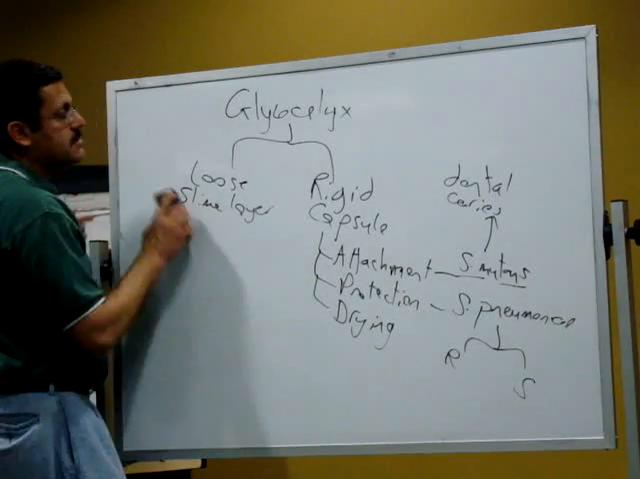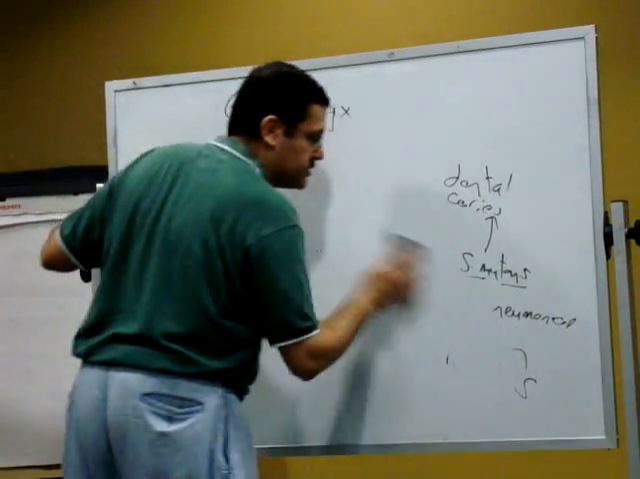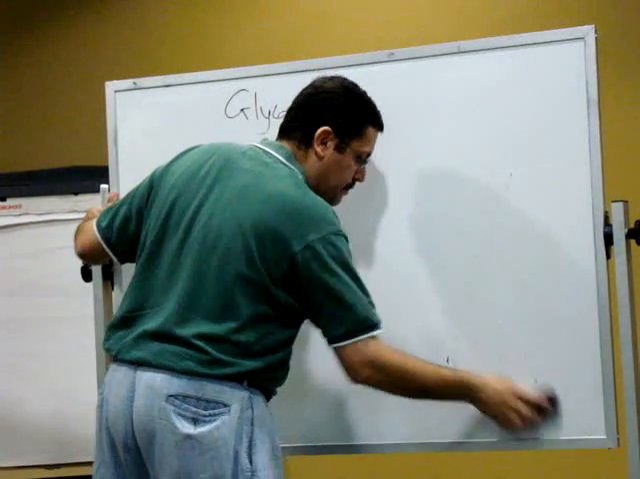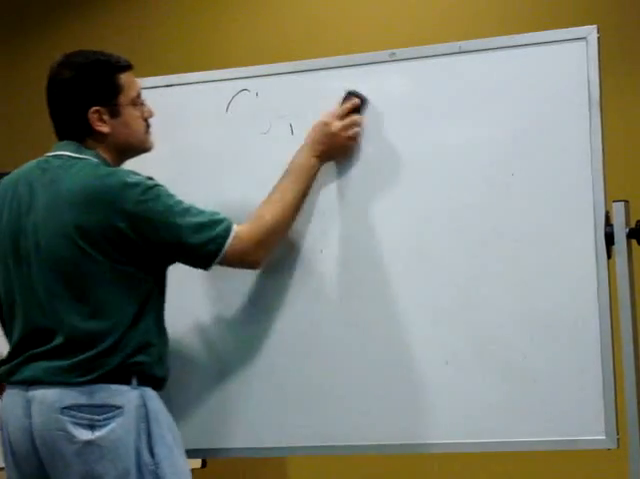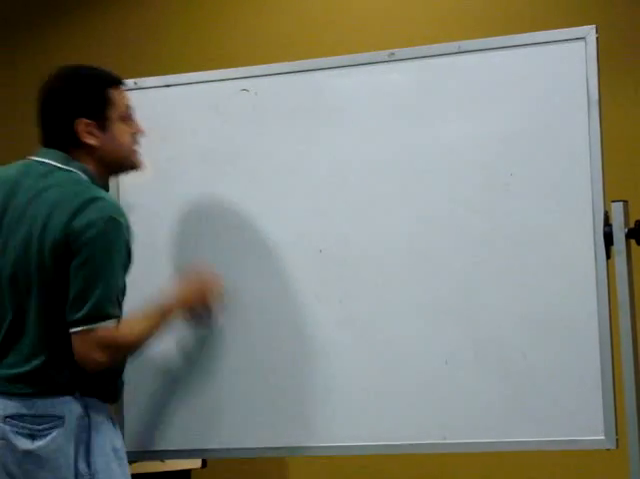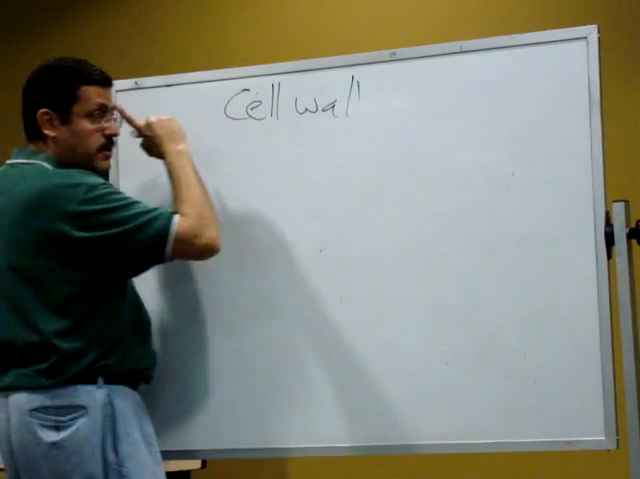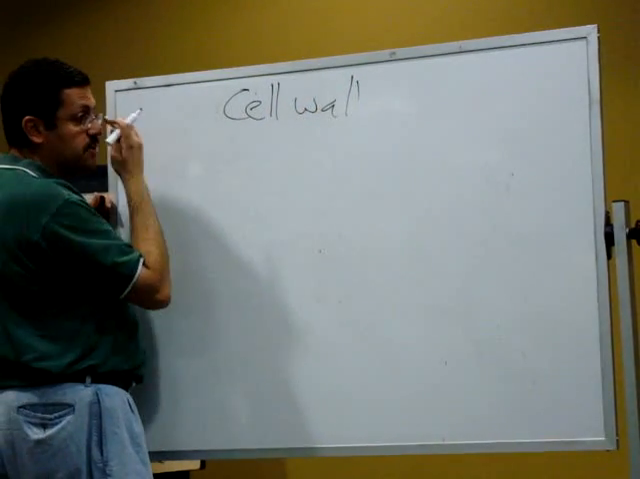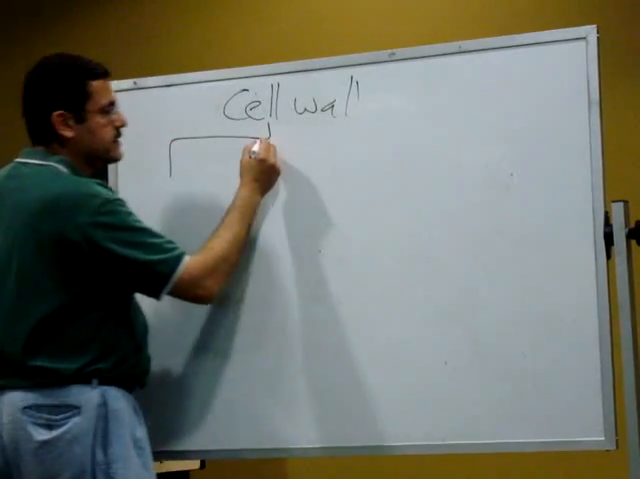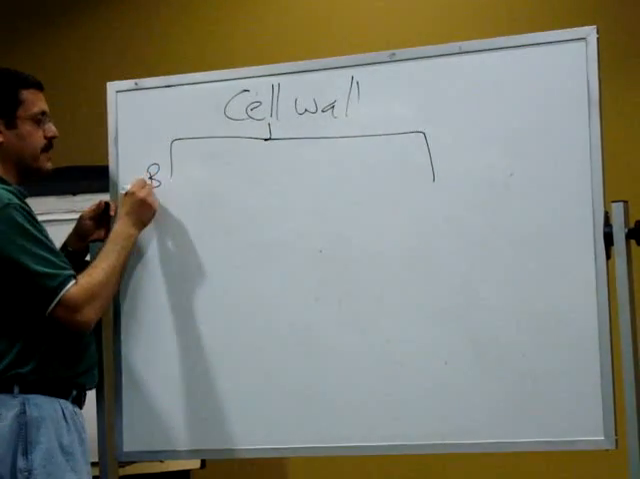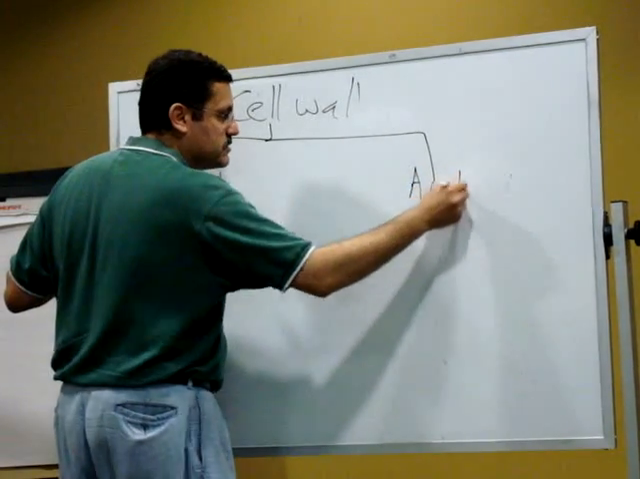Okay, so let's do the same thing, only in more detail, for the cell wall, because the cell wall is probably the single most important topic. So let's do the same thing with the cell wall. So first of all, what are the general features of the cell wall? Well, let's actually do it this way. We talked about the bacterial cell walls and the archaeal cell walls.